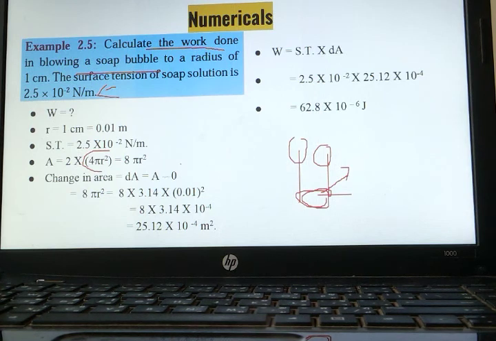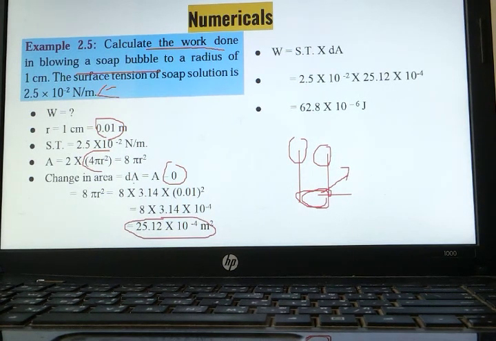Now the change in area. The previous area was 0 as the bubble had not been filled. Now it has some area, so there is a change in area. dA is A only. dA can be given as 8 pi r square. 8 into 3.14, the value of pi, and radius is 0.01. After solving this, we get the answer.